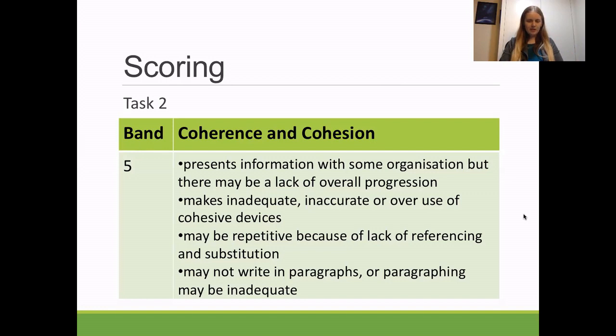And may not write in paragraphs or paragraphing may be inadequate. So if you don't use any paragraphs, you might fall in the score or lower. Or if you're using paragraphs, but it's not divided in the way that it should be, you might see the score of 5.